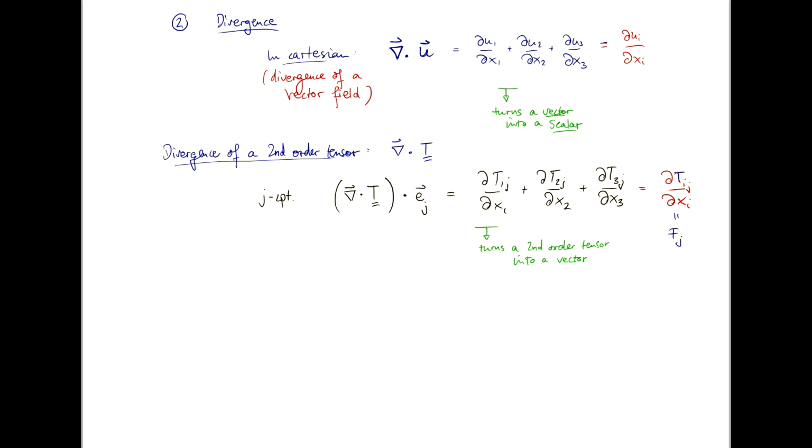In summary, for the past two examples, the divergence lowers the order of your tensor by 1, whereas the gradient increases the order of the tensor by 1.